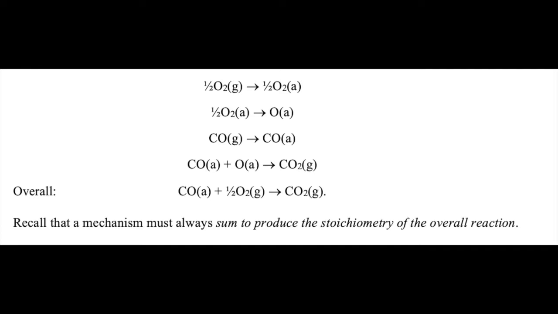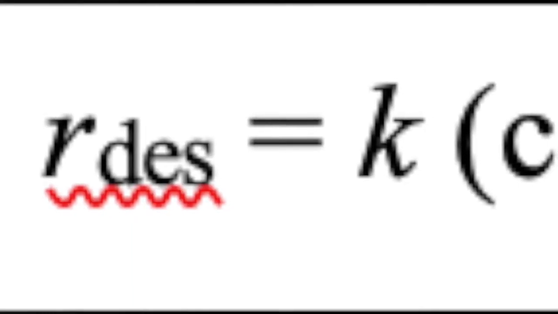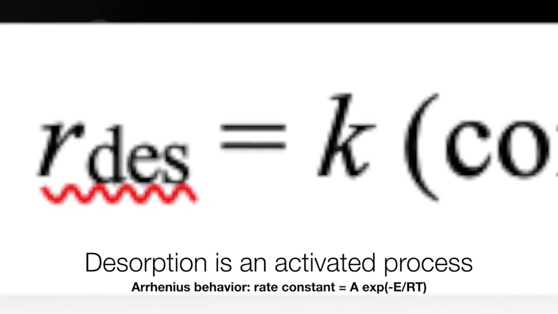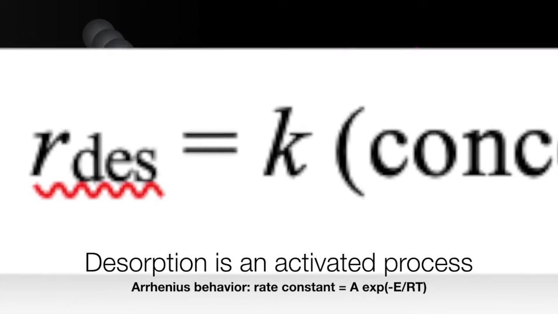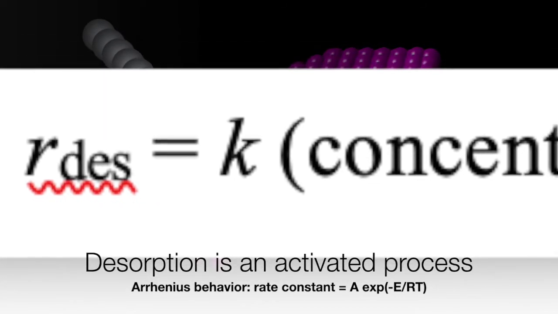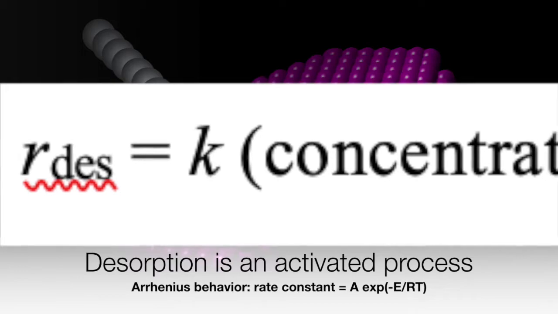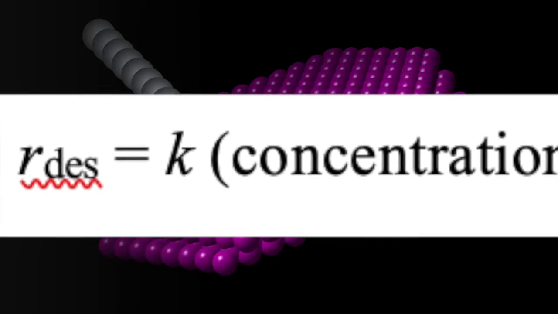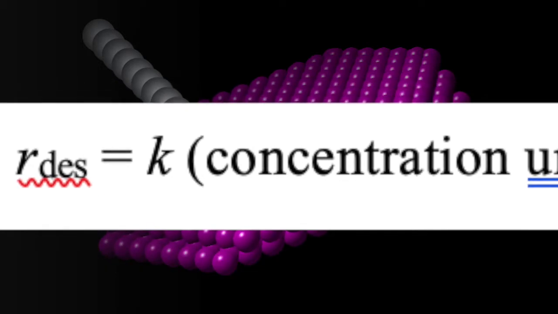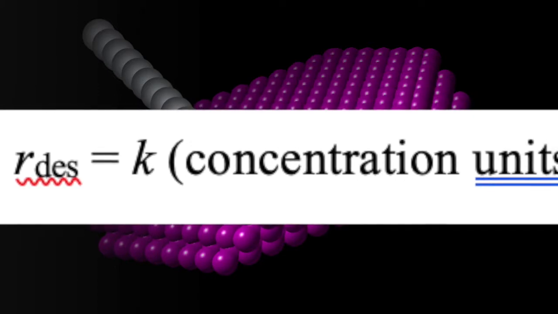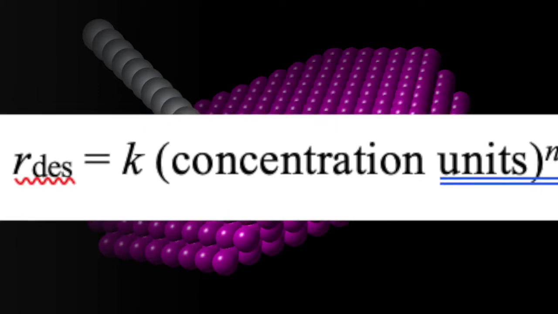Adsorption of reactants and desorption of products are common to all Langmuir-Hinshelwood reactions. So let's look more closely at the kinetics of adsorption and desorption. Desorption is always an activated process, and we expect it to exhibit Arrhenius behavior. Thus, we expect the desorption rate to follow a rate law of the form given here, where k is the rate constant and n is the order.